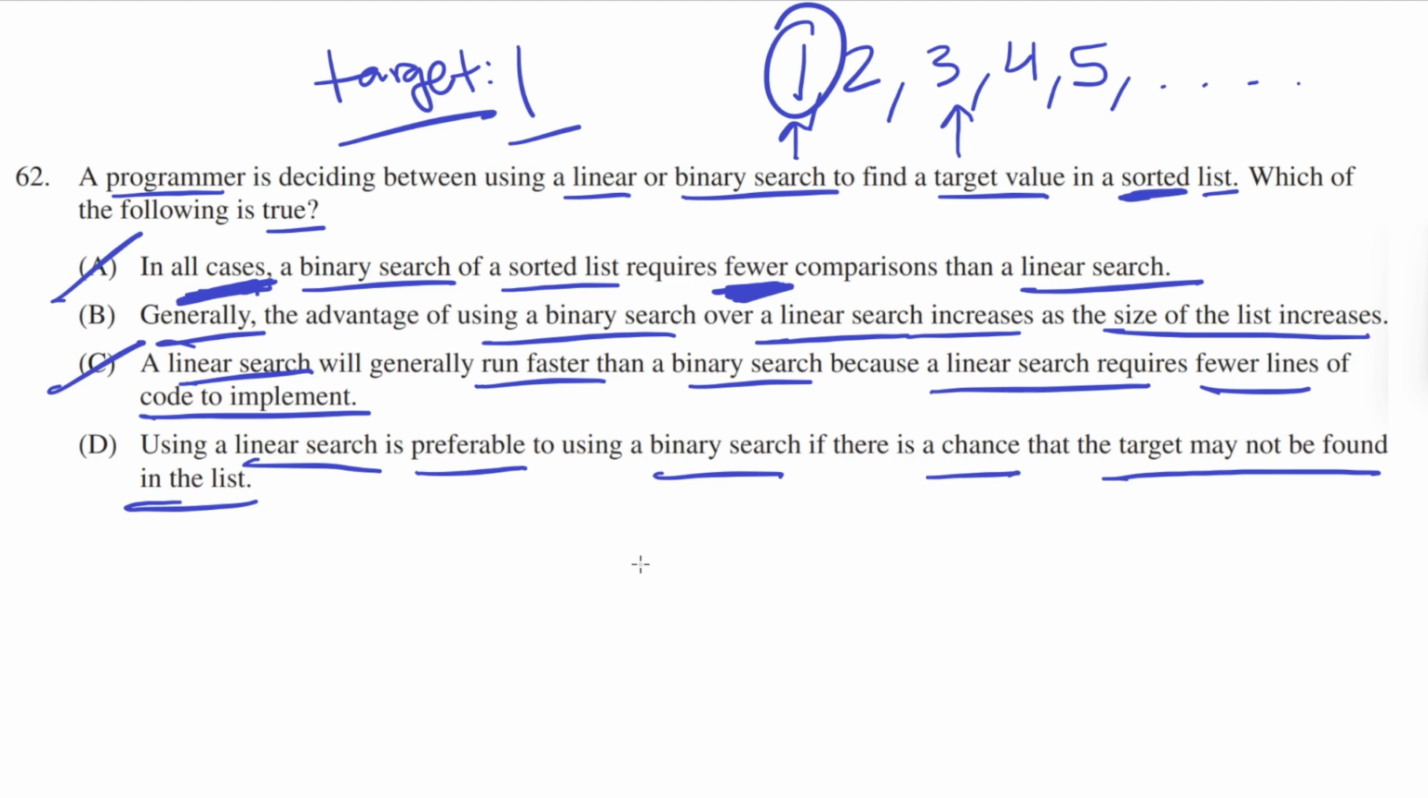So that means a linear search would have to check through every single element in the list, while a binary search would not have to check through every element, even if it is looking for a target that may not be found in the list. So the binary search is much more efficient since it doesn't have to check every element. So that means B is the correct answer. The binary search is more advantageous as the list increases in size.